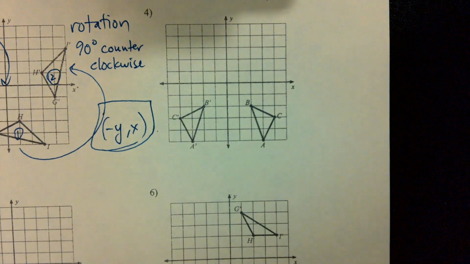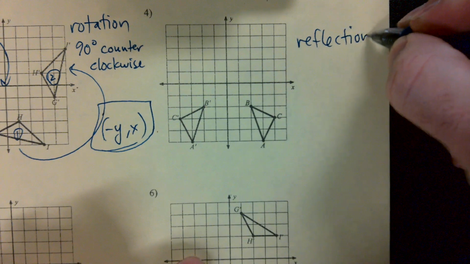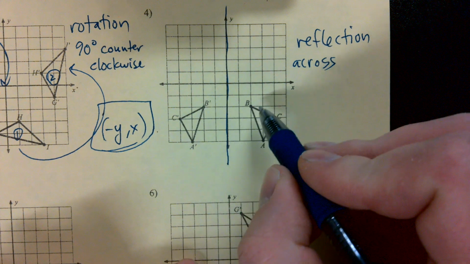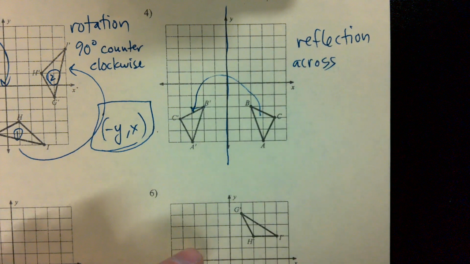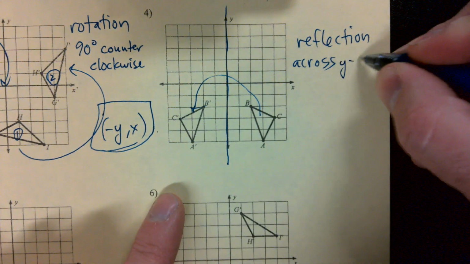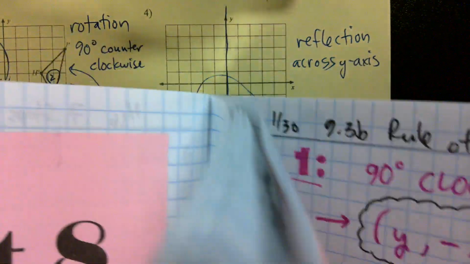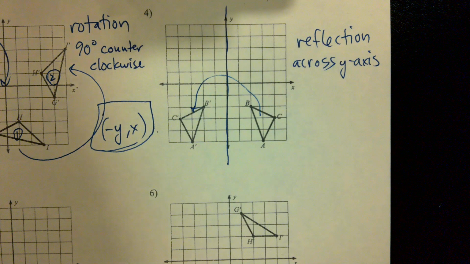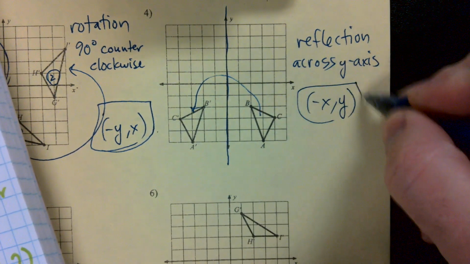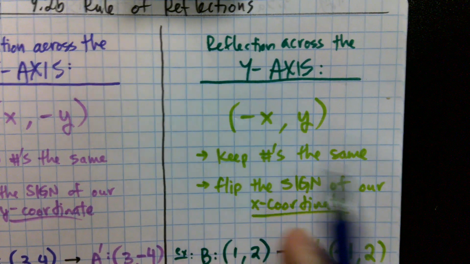What do we have in number 4? What's the transformation here? Reflection. Okay. Across which axis? The y-axis this time. See how we go from A, B, C to A prime, B prime, C prime? And it looks like it's looking in the mirror. That's a reflection across the y-axis. What is the rule for a y-axis reflection? Negative x, comma, y. Right here in our notes. Negative x, comma, y.